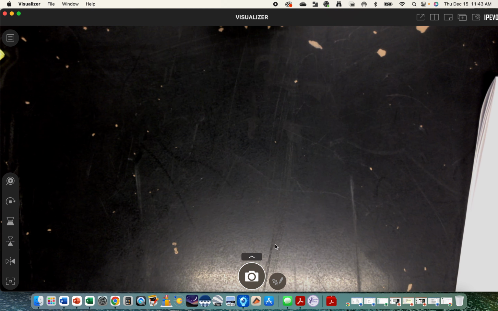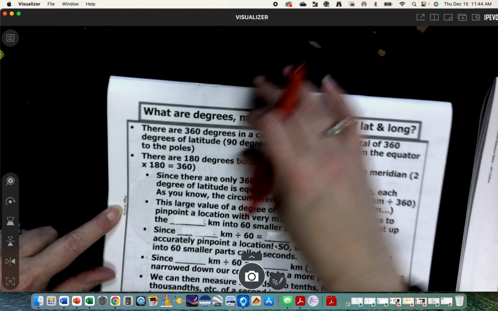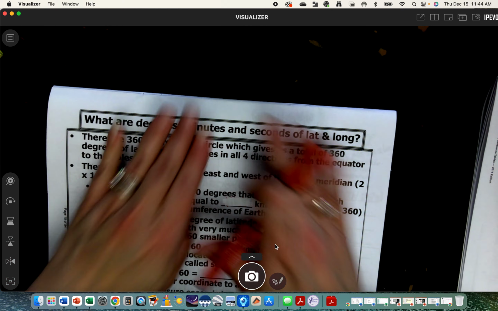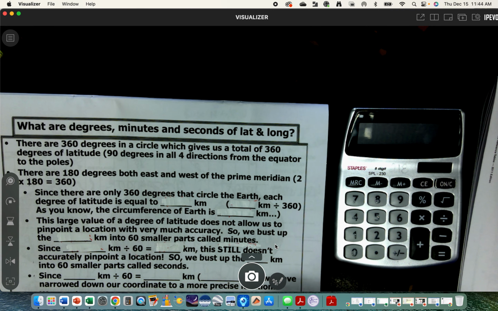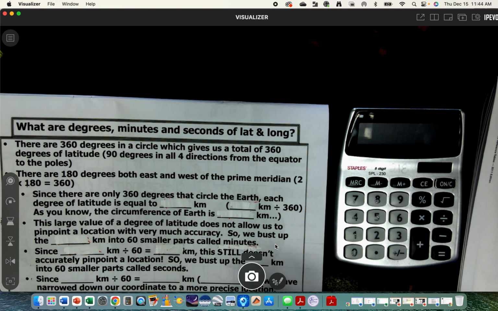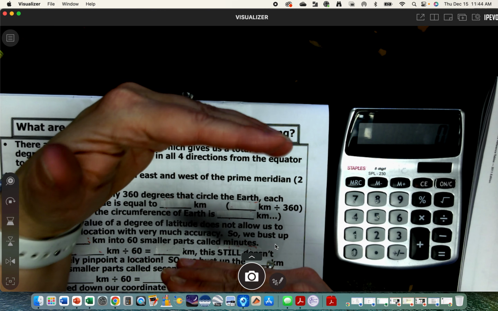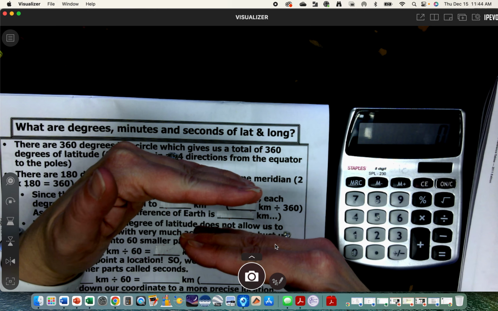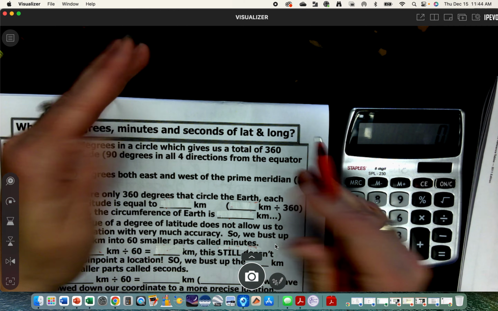So, in your notes packs now, everyone turn to page 15. You can pause the video if everyone needs a little moment to go to page 15. And you need your calculator. All right? We're going to find out what happens to the length of a degree when we break it into smaller chunks called minutes, and then take those minutes and break them into smaller chunks called seconds. And we're going to work in kilometers.